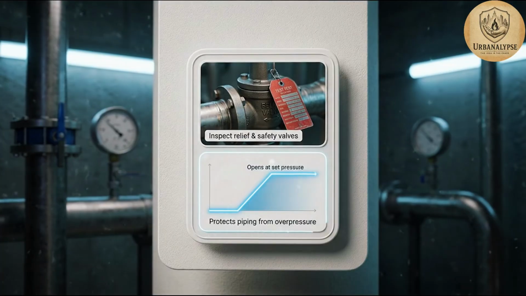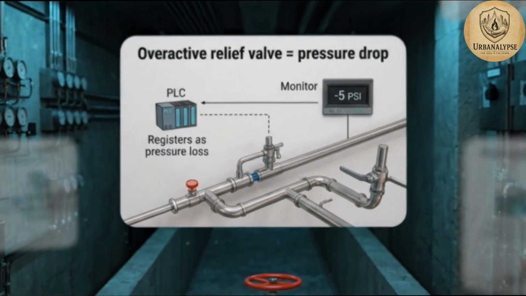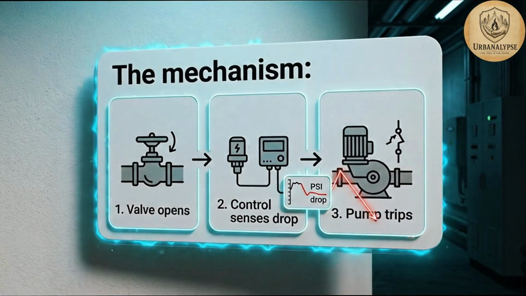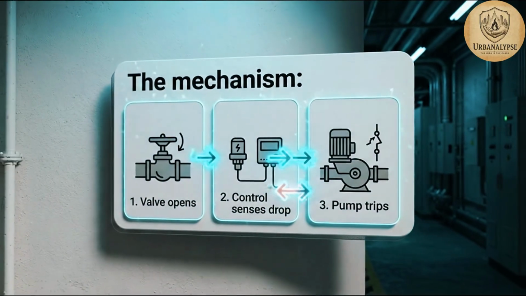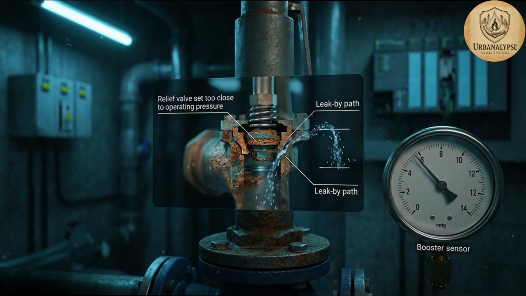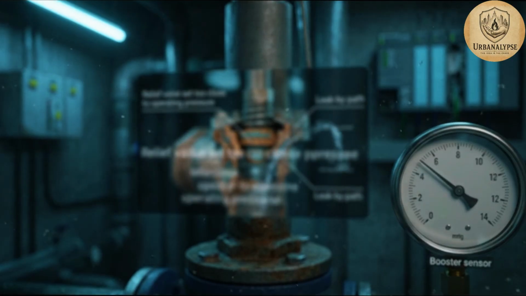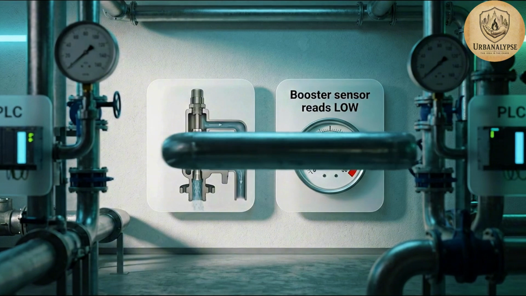Inspect the building's relief and safety valves. They open under specific pressure conditions to protect piping from overpressure. The problem, an overactive relief valve does not announce itself as a safety action. To the control system, it registers as a pressure drop. The mechanism, a valve set too close to normal operating pressure, or one with a worn seat allowing leak by below its nominal set point, bleeds pressure continuously or intermittently.